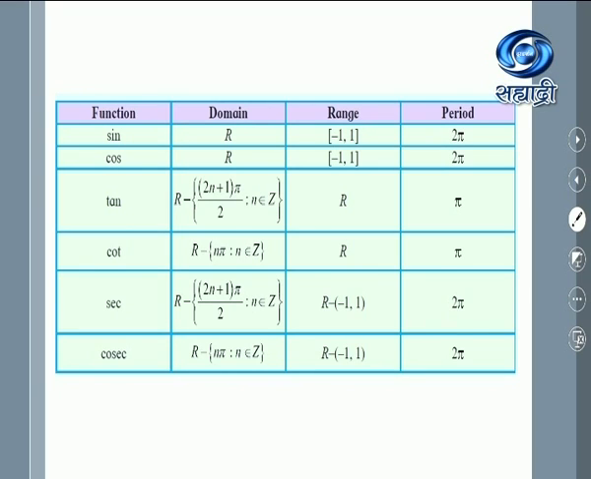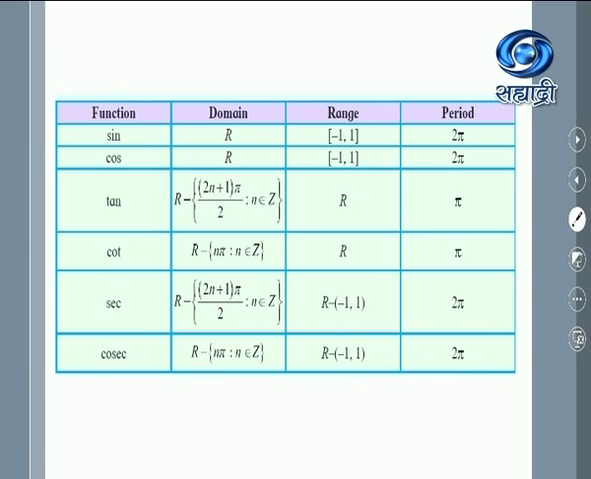Then for infinitely many angles, the value of the sine function or cos function or tan function or cot function or maybe sec or cosec remains the same because of the period of the function. Therefore, each of the functions becomes a many-one function, and therefore we cannot find the inverse of such functions. So to study the inverse functions, you will have to put restrictions on the domain of each of the functions so that the function is one-one.